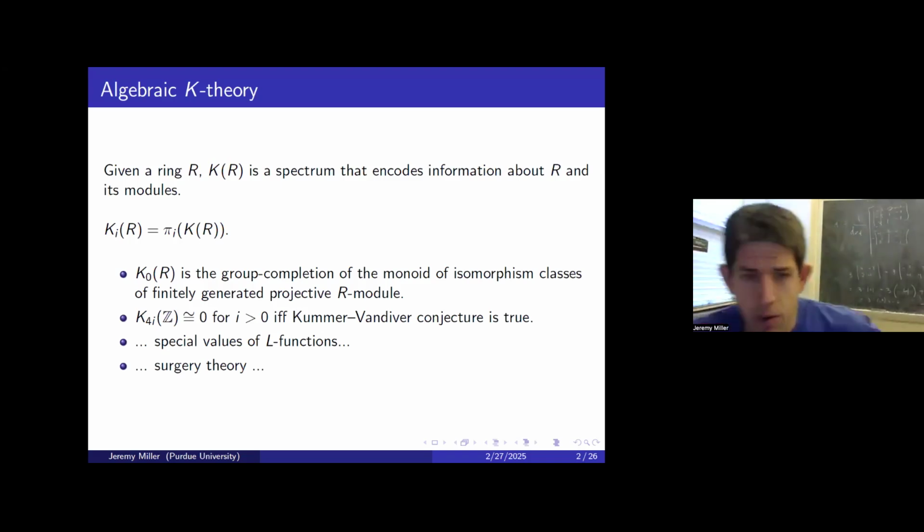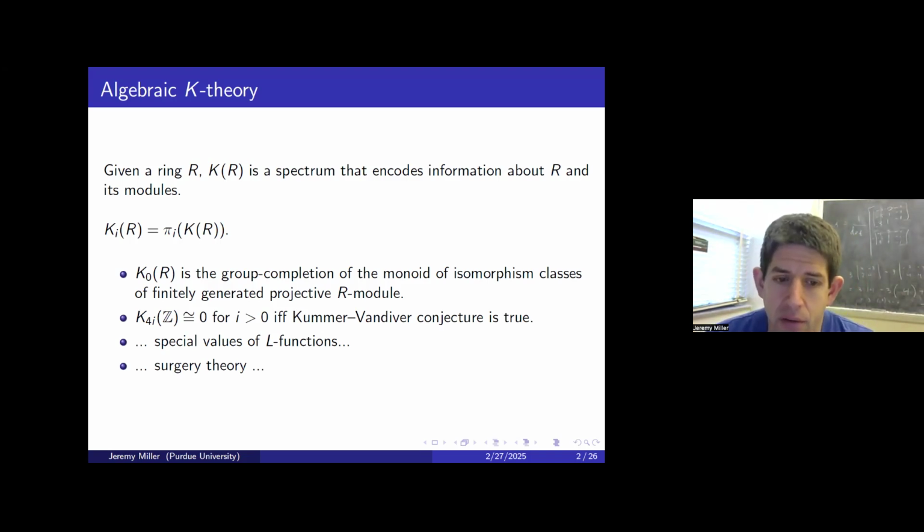Probably in this audience, I don't really need to motivate algebraic K-theory, but given a ring, K-theory is a spectrum that codes a lot of information about the ring. The K groups are the homotopy groups of the spectrum. K0 is the Grothendieck group of finitely generated R-modules. There are a lot of deep connections to number theory. If you look at the integers, vanishing of K4 of Z is equivalent to the Kummer-Vandiver conjecture, which is a conjecture about divisibility of certain class groups.